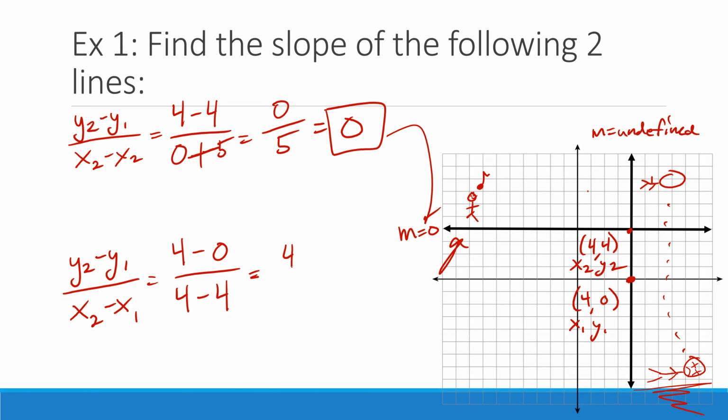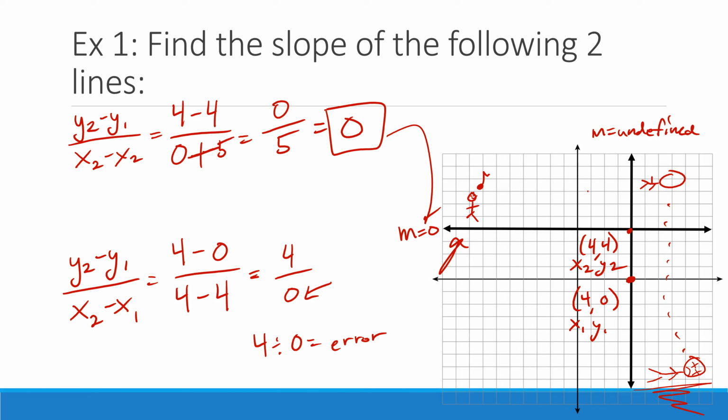So this slope works out to be 4 over 0. Now, what is 4 divided by 0? Is that also 0? Well, no, it's actually not. If you put 4 divided by 0 into your calculator, it will tell you error. And that's because I'm not allowed to divide by 0. In math, you're not allowed to divide by 0.